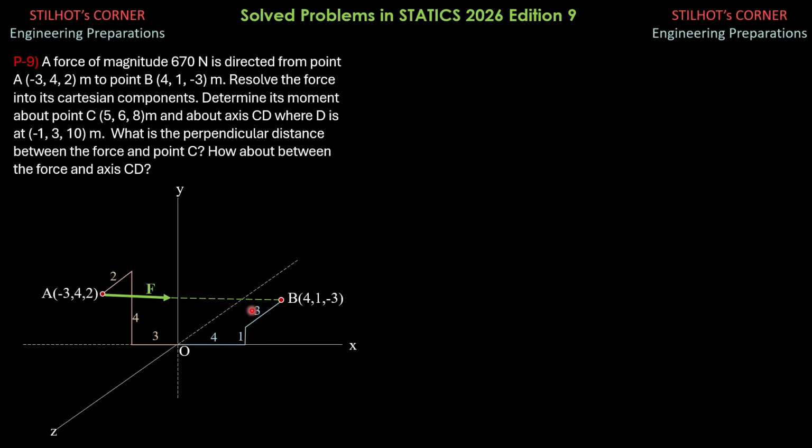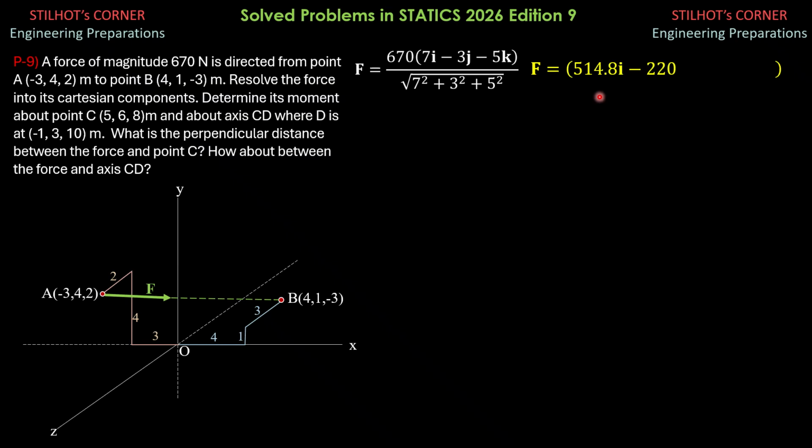The other way is terminal minus initial. So 4 minus negative 3 is positive 7. So 1 minus 4 is negative 3. That's why negative 3j. Then negative 3 minus 2 is negative 5. That's why we have negative 5k. So F therefore is magnitude times 7i minus 3j minus 5k, unit vector of the direction AB. So square root of 7 squared plus 3 squared plus 5 squared. So we can now answer for F expressing it in Cartesian vector form: 514.8i minus 220.6j minus 367.7k newtons.